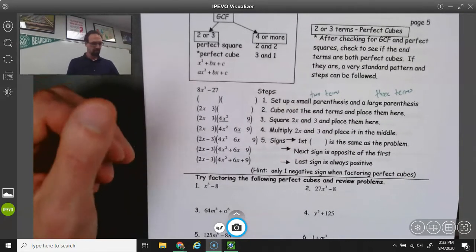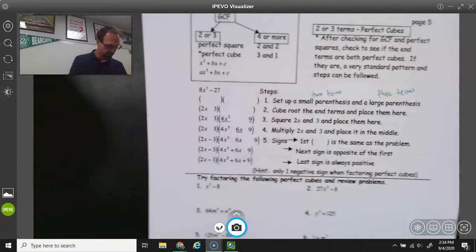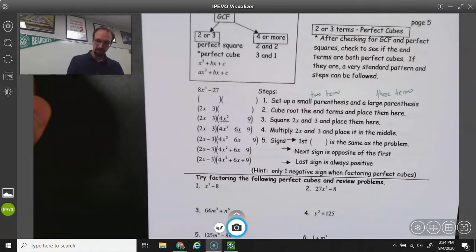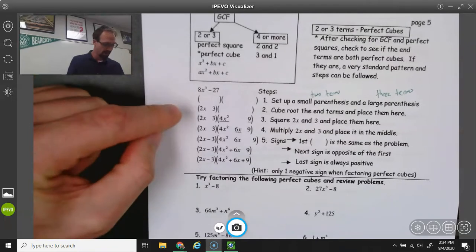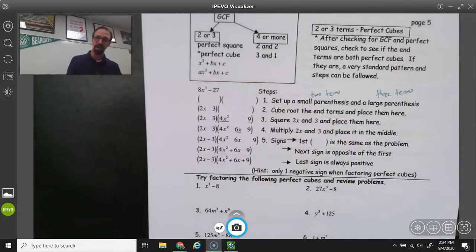Whew. So now that we've gone through this, for these perfect cubes, we're going to have a binomial and a trinomial.